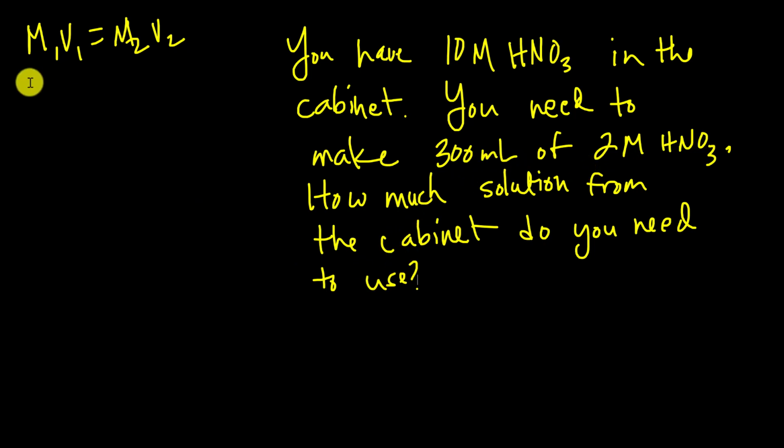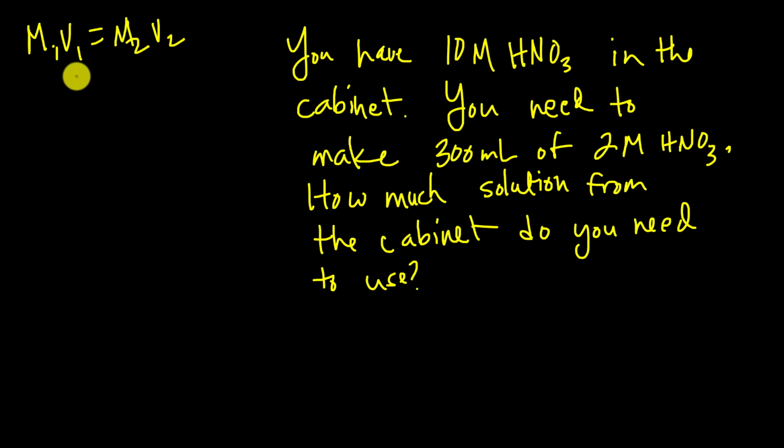All right, we use this formula. So M1 refers to our original solution. This is the one that we have up in the cabinet. Volume 1 refers to how much of that original solution we need. Then we get to M2. M2 refers to the molarity of our final solution. The 2 refers to final solution, and V2 refers to how much of that final solution we need. So you can see we've got a simple algebra problem.